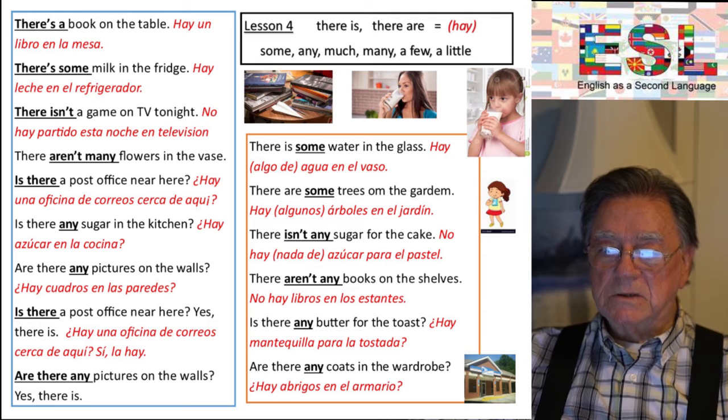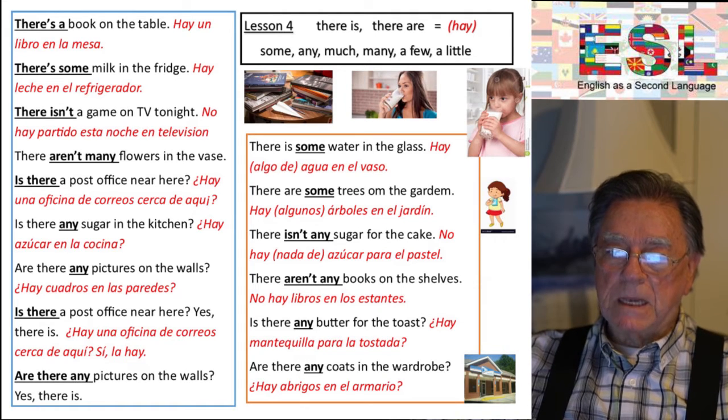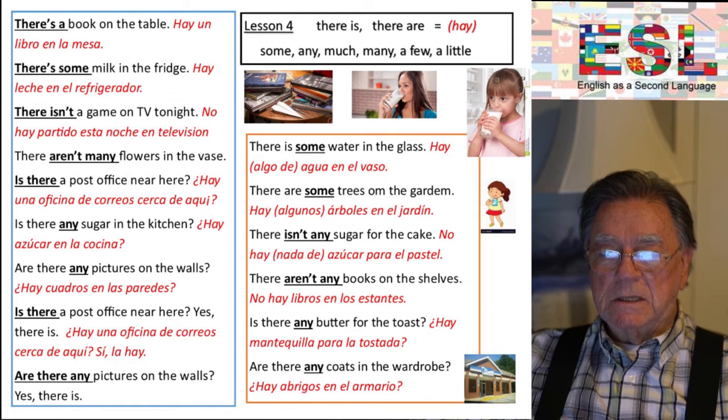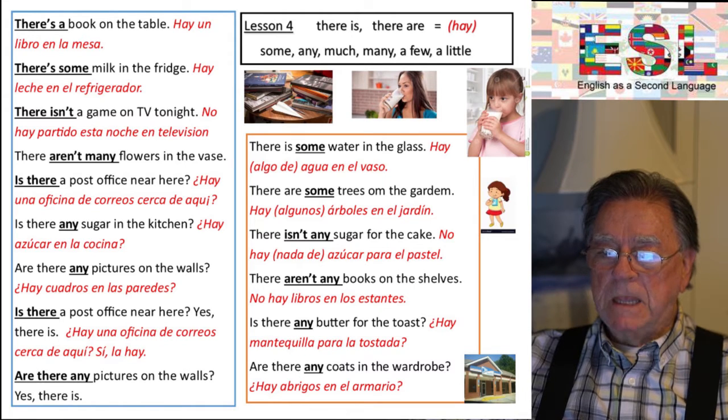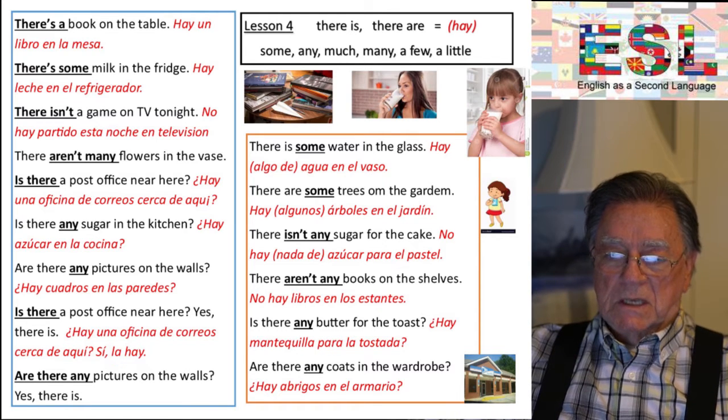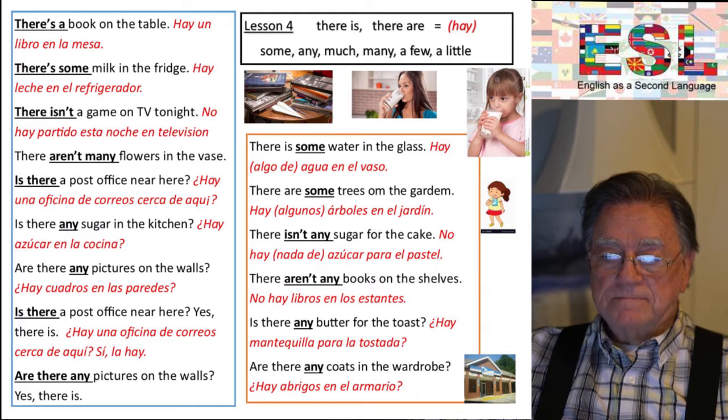Still on with the lesson. There are, some, any, much, many, a few, a little. And these all change just a little bit in the way that we use them. There's some water in the glass. In Spanish, say, hay algo de agua en el vaso. Or just say, hay agua en el vaso. But for some, there's some water. We say, there is some water in the glass.